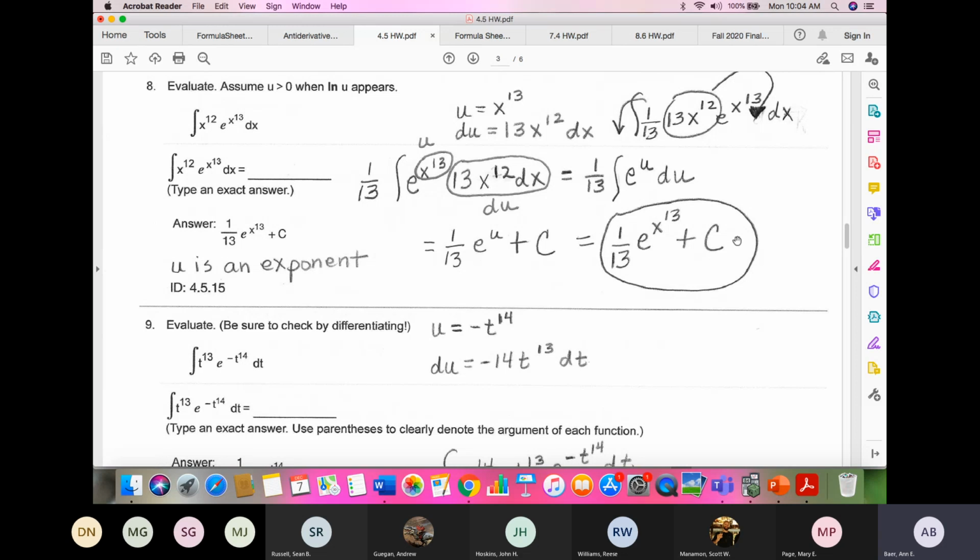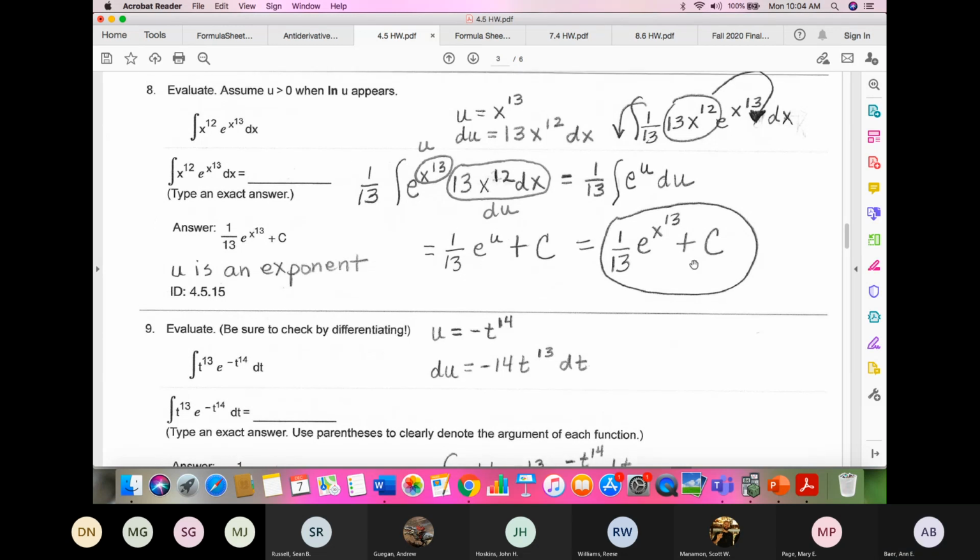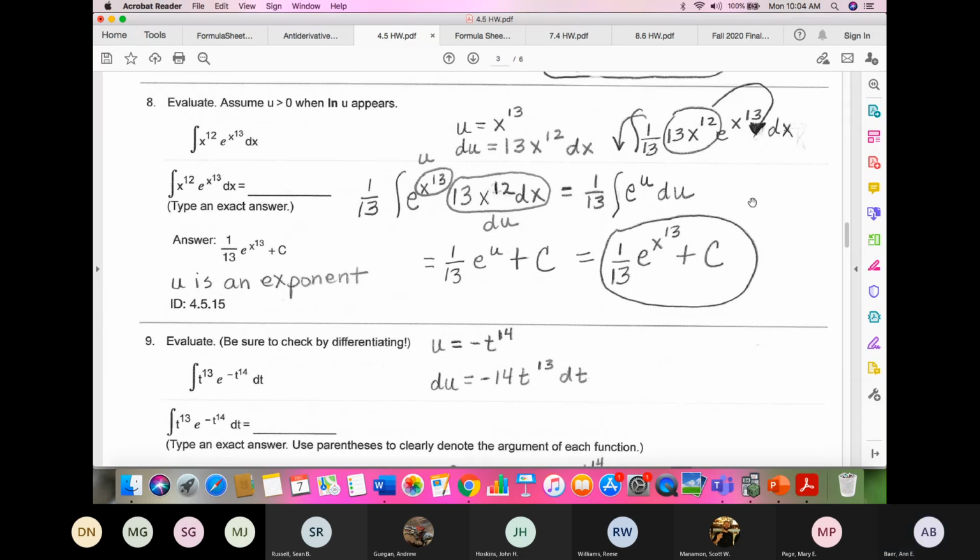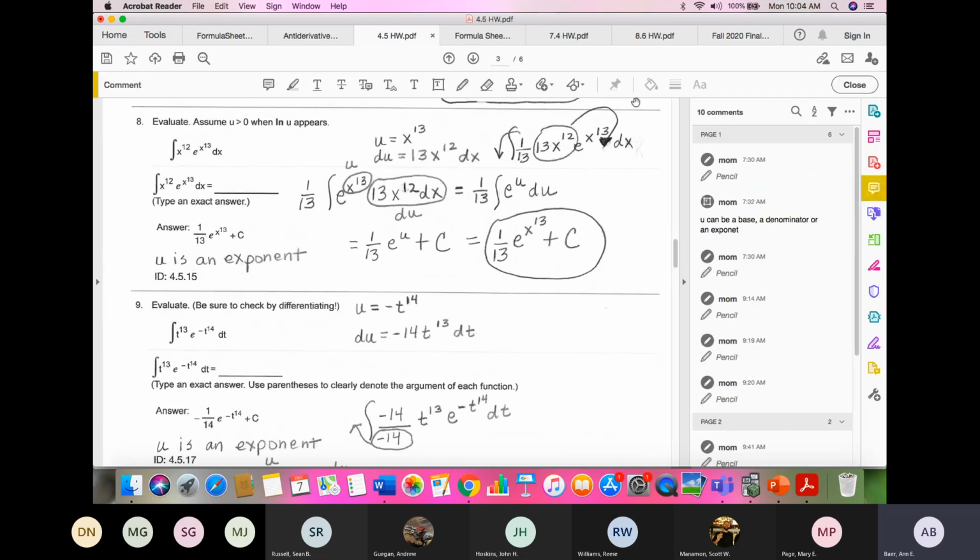Anybody have any questions on that problem? So you can move around factors inside the integral. And if you have a number multiplier, you can move it out front. So that was number 8. And we can check this one as well. I mean, what's going to happen here? And let's just do another one. I want to make sure you can check these.